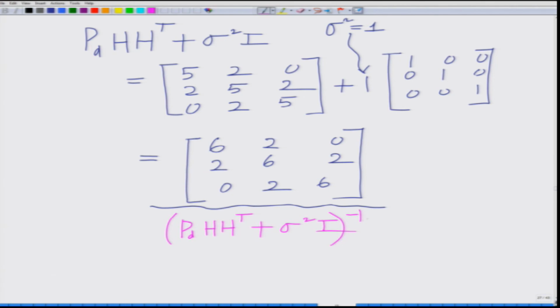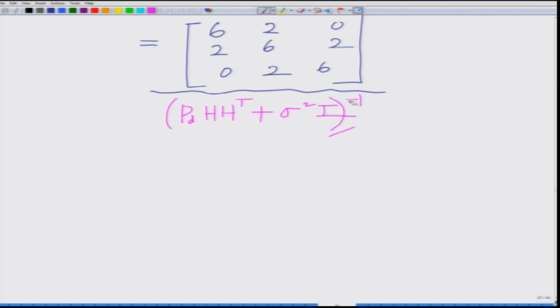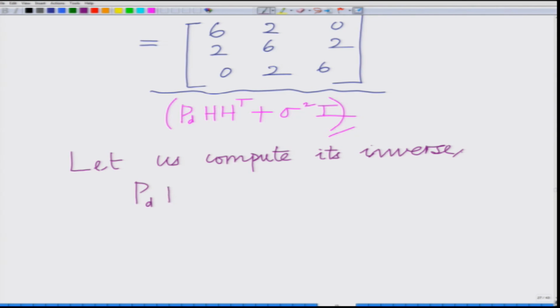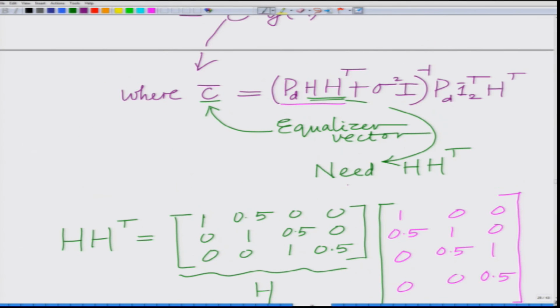Okay. So, basically we have computed until this part, that is PD times H transpose. Now, we want to calculate the inverse. So, this is PD times H transpose plus sigma square I. Now, let us compute the inverse of this matrix. Once we compute the inverse, we can use it in the computation of the equalizer vector.